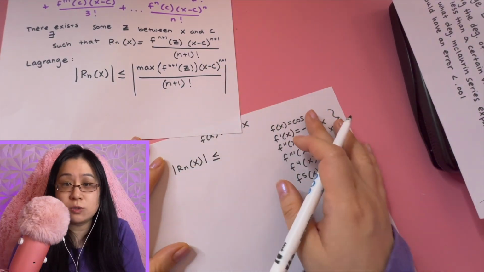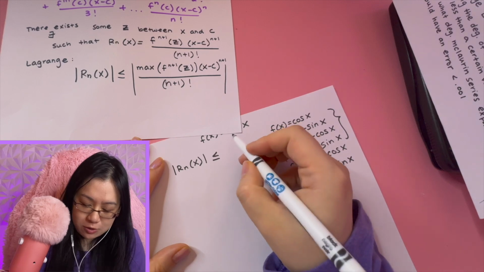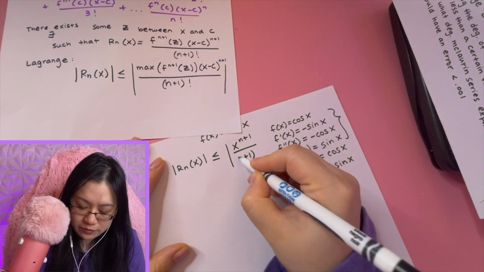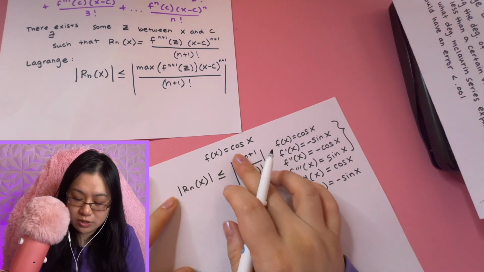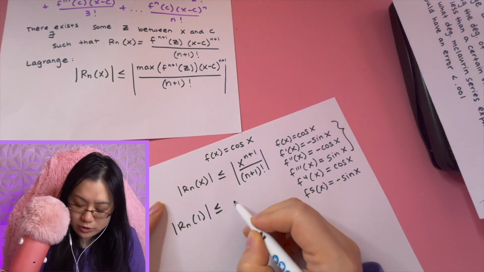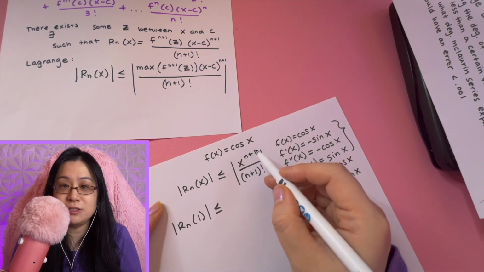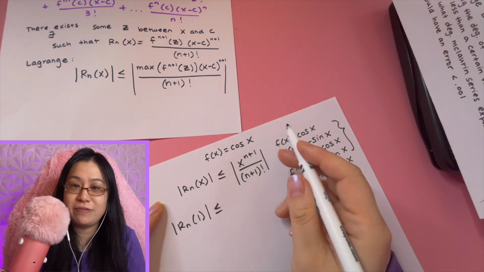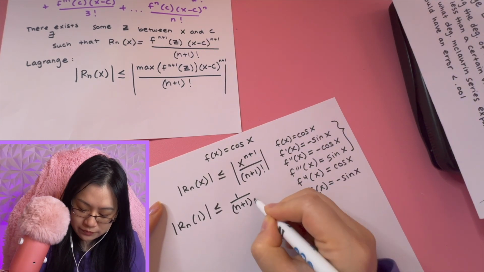x minus c, but it's a Maclaurin expansion, so c is going to be 0. So you have this x to the n plus 1 over n plus 1 factorial. And then in this case specifically, we're doing this cosine 1 expansion, so we're doing Rn of 1, so x is 1, which means that 1 to the power of anything is 1, so it actually doesn't even matter. So we have 1 over n plus 1 factorial.